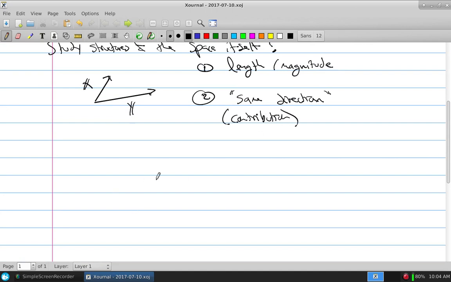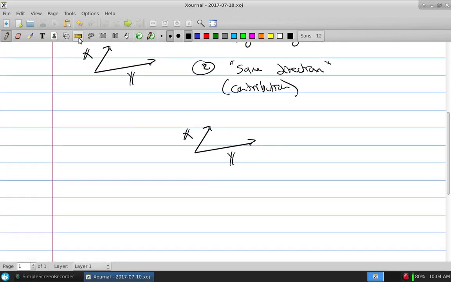If I would have just this here, I really have essentially three things that can occur on this directional concept. I could have something like this, where it's pretty easy to say that all of x is in the direction of y. There's definitely same direction, so contribution.